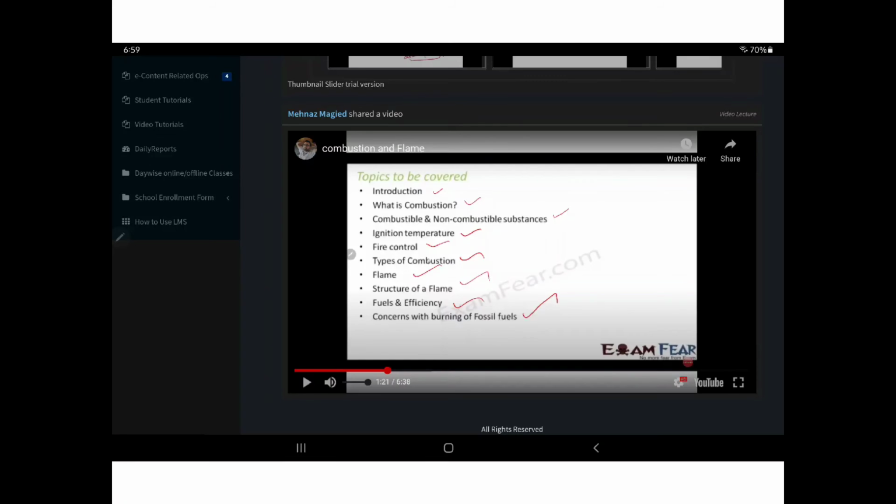Then the third way of fire control is that we can use a blanket. If a person catches fire, we can wrap him or her in the blanket. A blanket is used to extinguish fire. Now we have learned three ways to control fire.